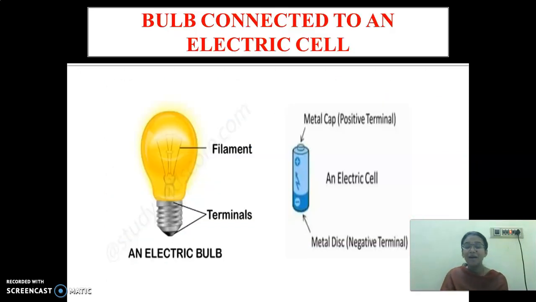Next, what we have seen: a bulb connected to an electric cell. I said the bulb also has two terminals. So we can connect the positive to one terminal and the negative to the other terminal. So this is the connection of a bulb with an electric cell.